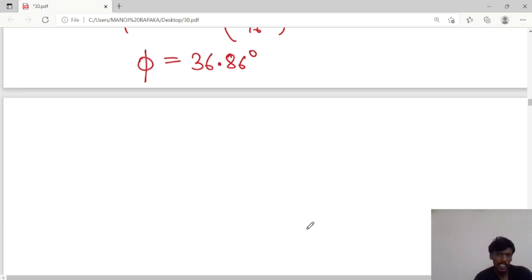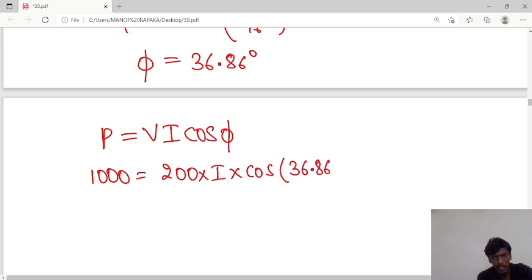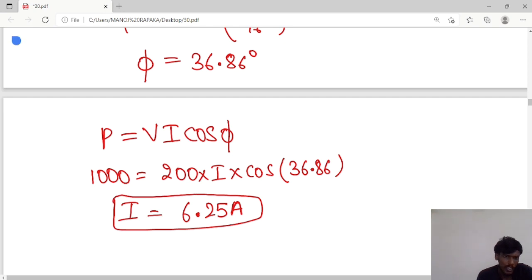From this we can calculate the current. Power equal to V I cos phi. The power he has given is 1000 watts, the voltage value is 200, and the current we have to find, with cos of 36.86 degrees. So from this I can find the current value: it will be 6.25 amperes. This is the current value.